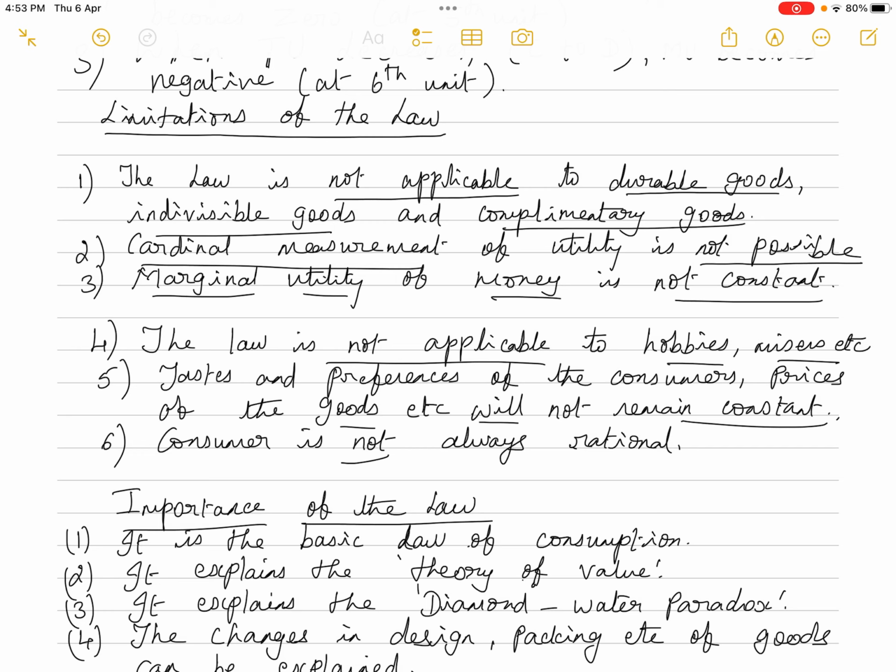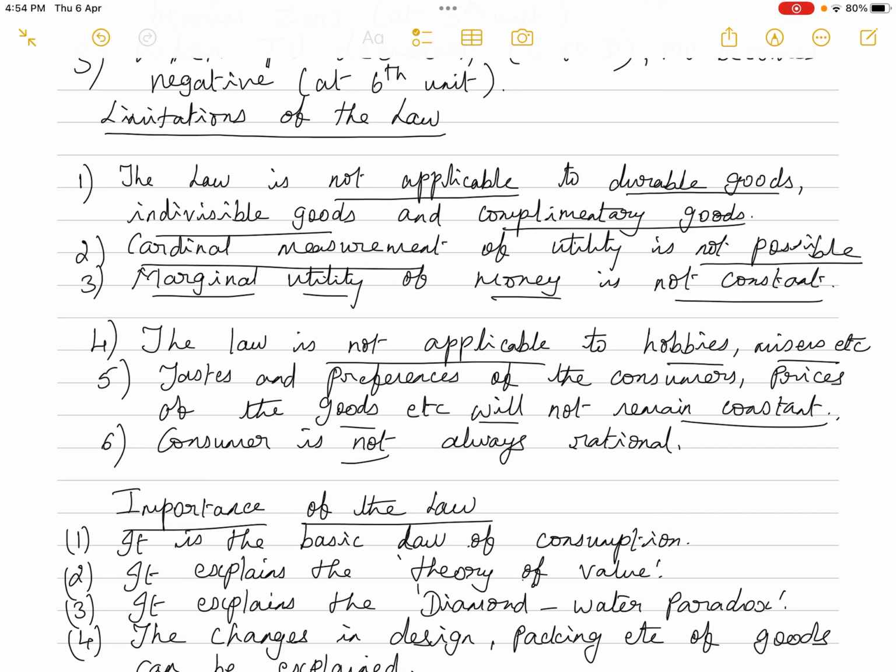The law is also not applicable to indivisible goods like table, chair and all. You cannot divide them into small units like how we divide mangoes or apples or grapes or oranges, isn't it? And complementary goods. What are complementary goods? You need two goods at a time, like car and petrol, milk and coffee, pen and paper. So it is not applicable to those kinds of goods, and it is also not applicable to non-homogeneous goods. There are so many types of goods, the law is not applicable. The second limitation is that the cardinal measurement of utility is not possible.